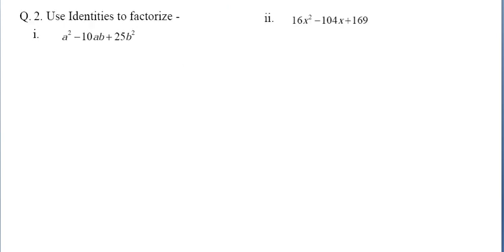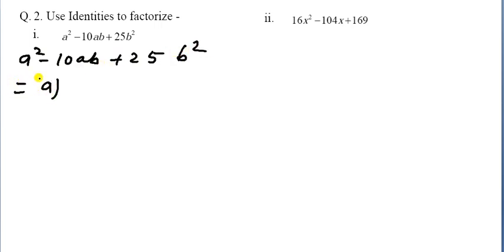Let us see the next one, question number 2. Question number 2: use identity to factorize. We have to factorize, but using the identity. So how can we do this one? So let us see. It is a square minus 10ab plus 25b square. So let us see, it is (a) whole square minus 2 into a into 5b, because 5 times 2 is 10, that is 10ab, and here is (5b) whole square.